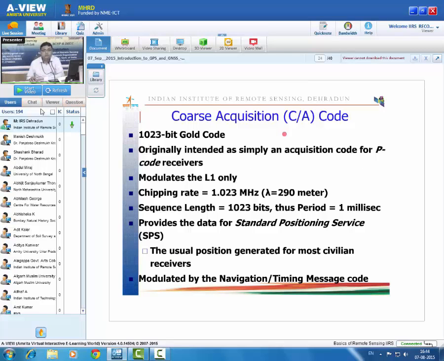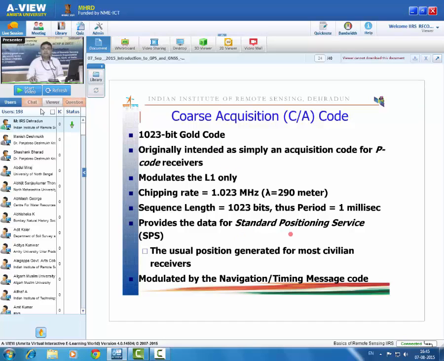Now let us see the coarse acquisition code. On the contrary, the coarse acquisition code is very short, only 1023 bits long. It has a wavelength of 290 meters, and it has a period of only 1 millisecond. The service given by the CA code is known as the standard positioning service, whereas the service given by the P code is known as the precise positioning service, that is the PPS.